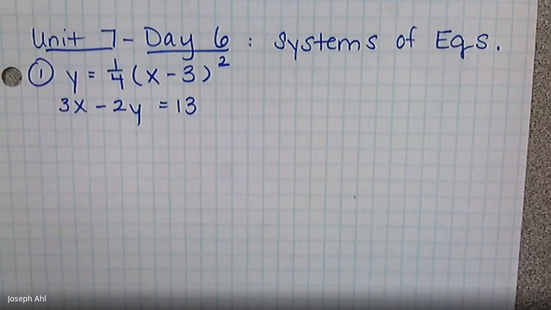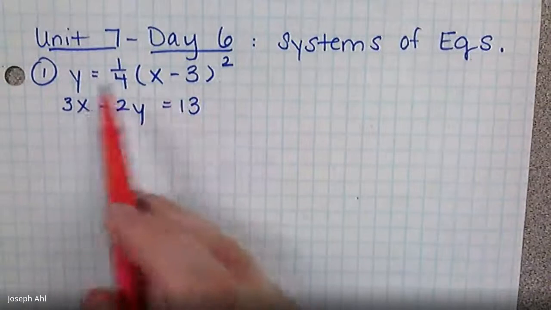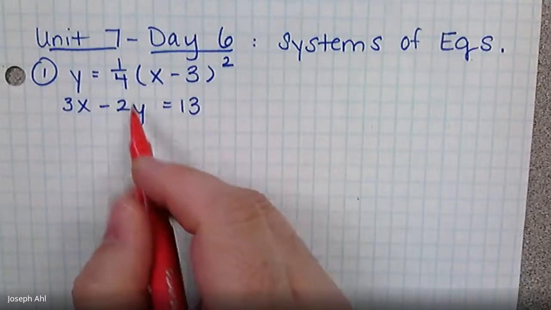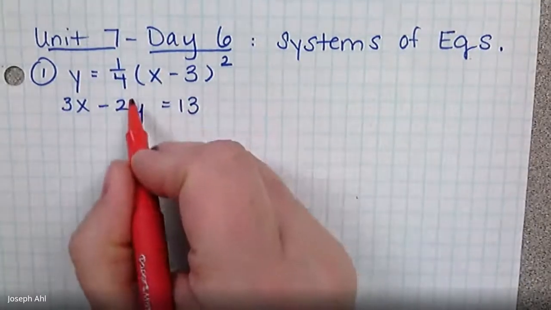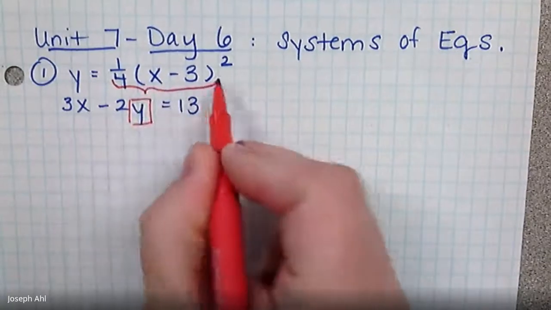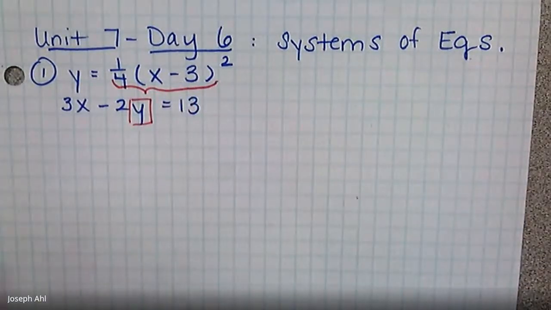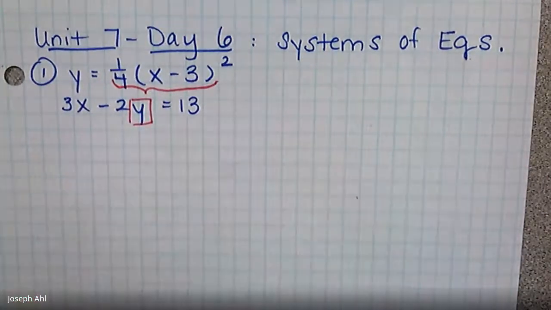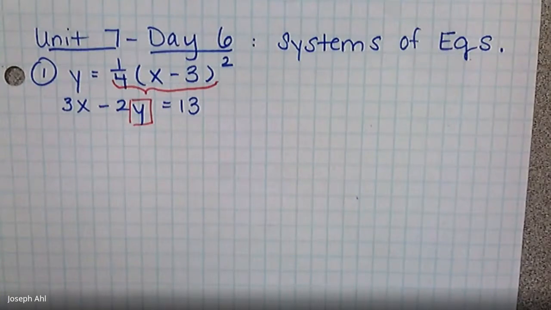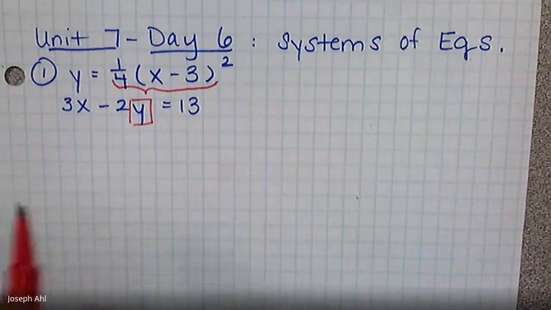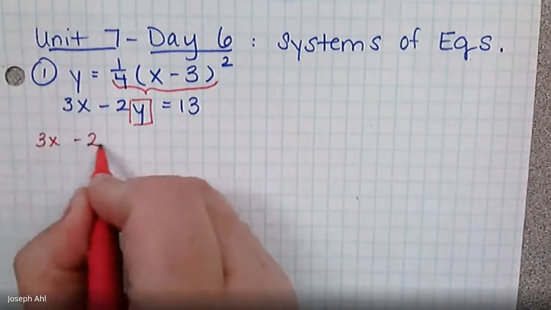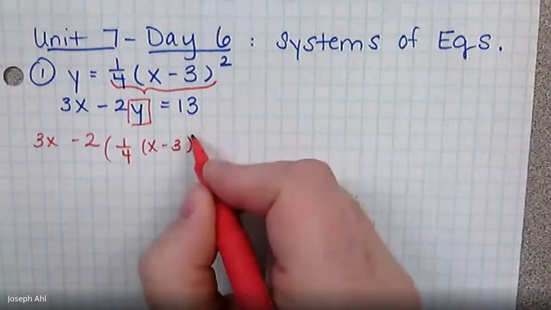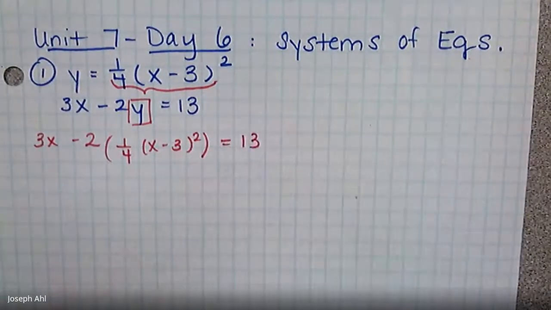So for this first example, I think it's actually nicely set up to talk about the process of substitution. Here I have y equals, so y is in terms of x already. Since the other equation is not explicitly solved for y, we can replace this y with the quantity 1/4 (x minus 3) squared. If I make that substitution into this equation, that would allow me to solve the system for x. When I solve the equation for x, I'll then plug it back in for y. So let's make that quick substitution. We get 3x minus 2 times y, so y is 1/4 of (x minus 3) squared, and that equals 13 on this side.